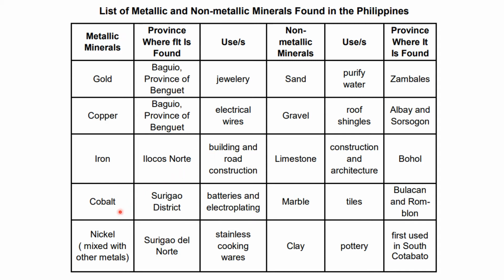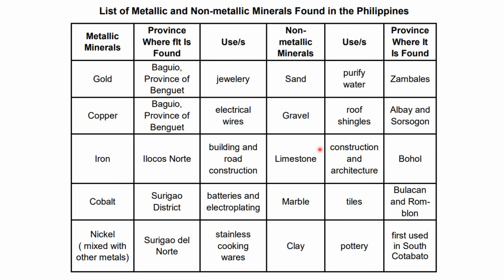Cobalt is found in the Surigao district. It is used for batteries and electroplating. Nickel, mixed with other metals, is found in Surigao del Norte, and it is used for stainless cooking wares. For non-metallic minerals, we have sand, used to purify water, and it is found in Zambales. Gravel is used for roof shingles. It is found in Albay and Sorsogon.